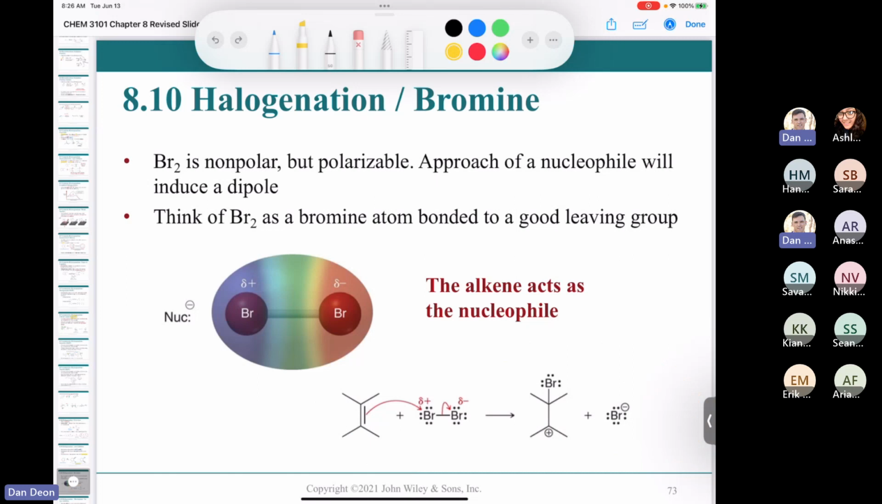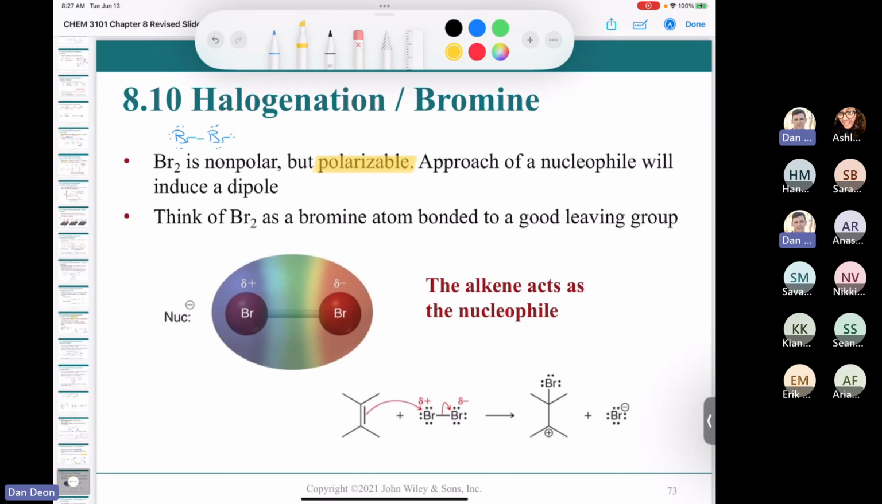So bromine itself is a nonpolar molecule, right? You've got Br2, and I know you can all draw the Lewis structure of Br2, which is just this. Both of those atoms have the same electronegativity. There's no dipole in the molecule. Good. But if you remember the definition of polarizability, it's the ability of an electron cloud to distort itself, and it increases as the size of an atom increases. And so bromine, the Br2 molecule, is actually polarizable.